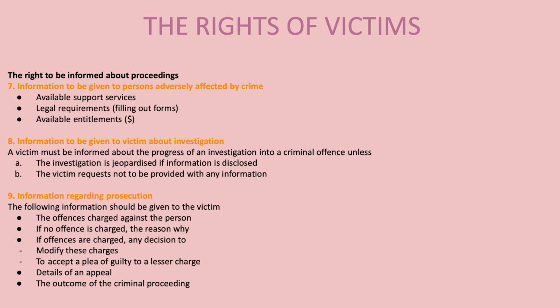Clause 9. Information regarding prosecution. The following information should be given to the victim: the offences charged against the person. If no offence is charged, the reason why. If offences are charged, any decision to, for example, modify these charges or to accept a plea of guilty to a lesser charge. Details of an appeal and the outcome of the criminal proceeding.